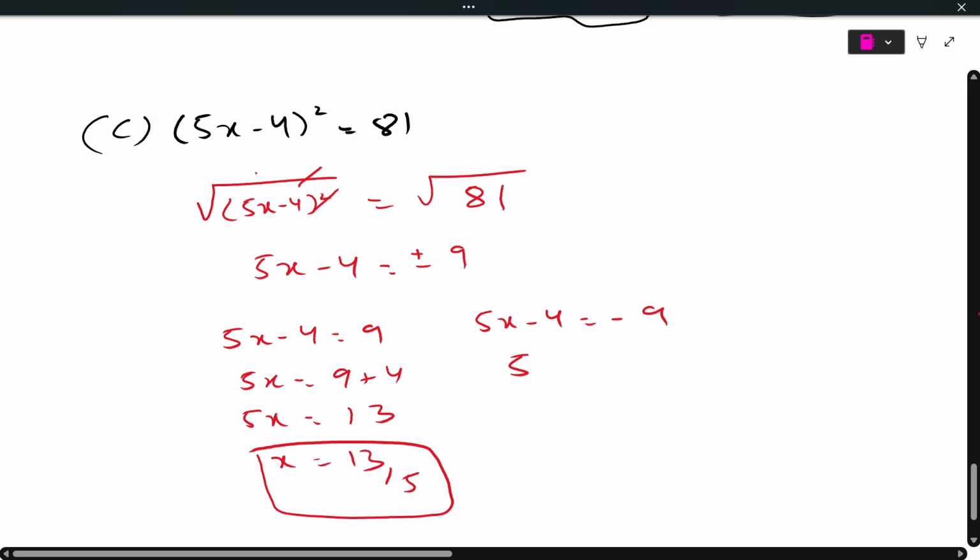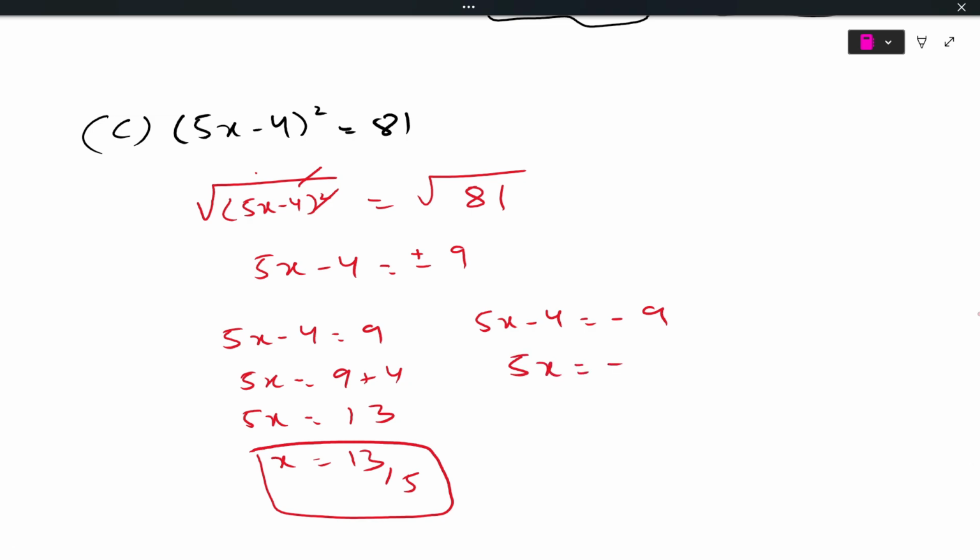And the second value is going to be 5x is equal to minus 9 plus 4. So minus 9 plus 4 is going to be minus 5, since 9 minus 4 is 5 and the sign is always of the greater number. So 5x is equal to minus 5, and x is equal to minus 5 over 5, which is that x is equal to minus 1.